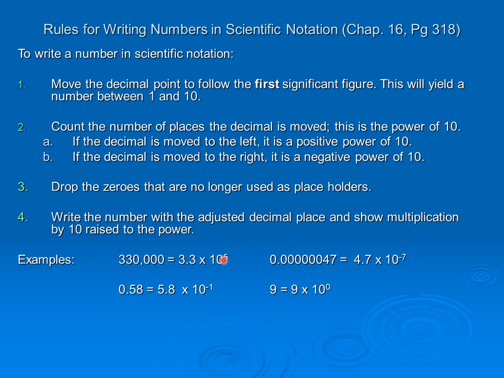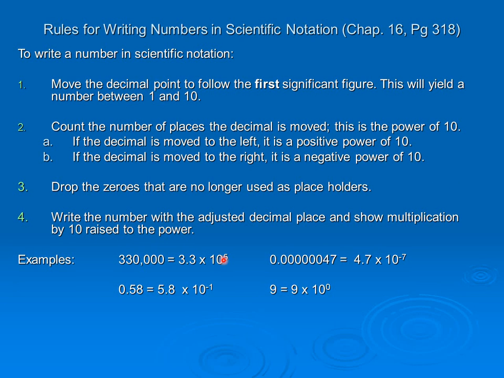Okay, so here are some examples and rules for writing numbers in scientific notation. Now remember, in scientific notation, sometimes you have numbers which are extremely long. So what we usually do is, instead of writing the whole number that long, we use a power of 10 to make it shorter.